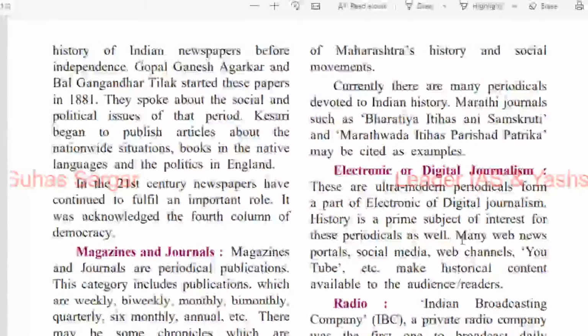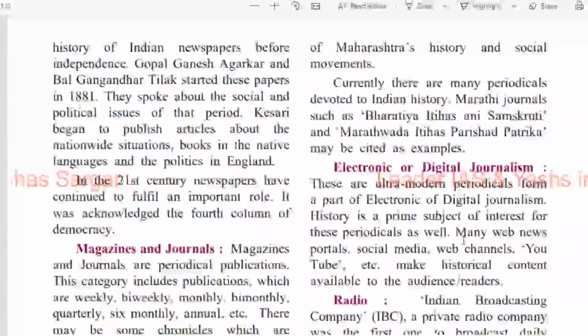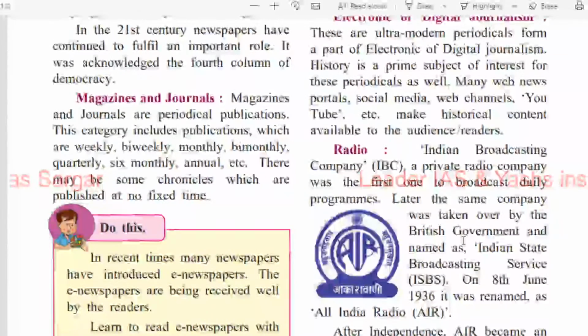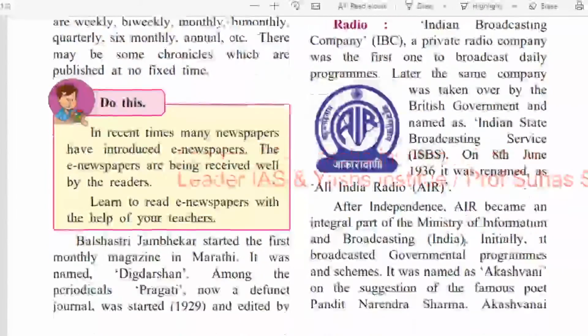These are audio-video books for self-learning and self-study. Magazines and journals. Magazines and journals are periodical publications. These categories include publications which are weekly, bi-weekly, monthly, bi-monthly, quarterly, six-monthly, annually, etc. There may be some chronicles which are published at no fixed times.